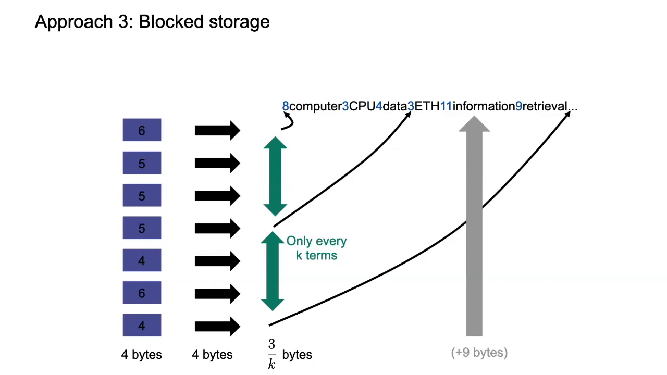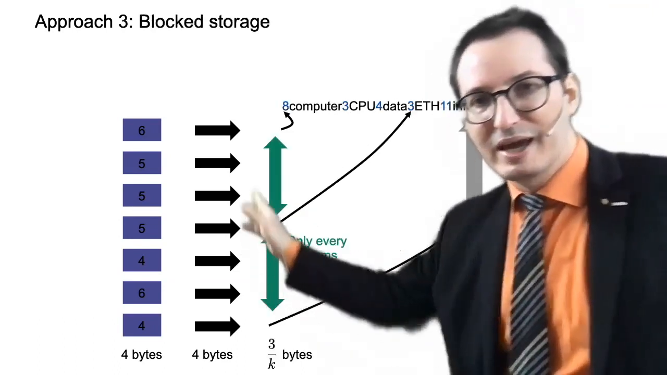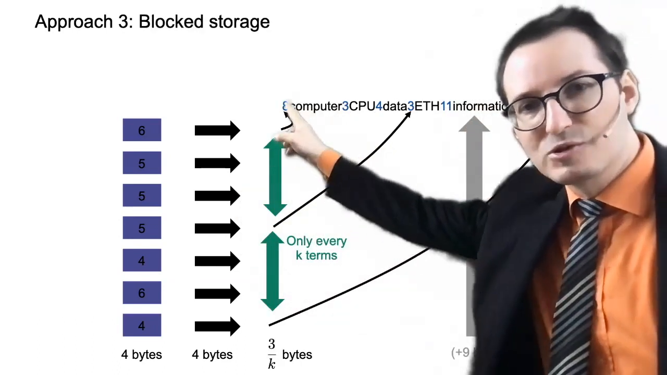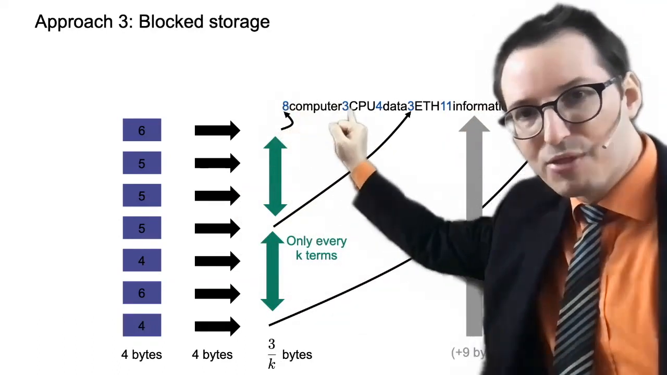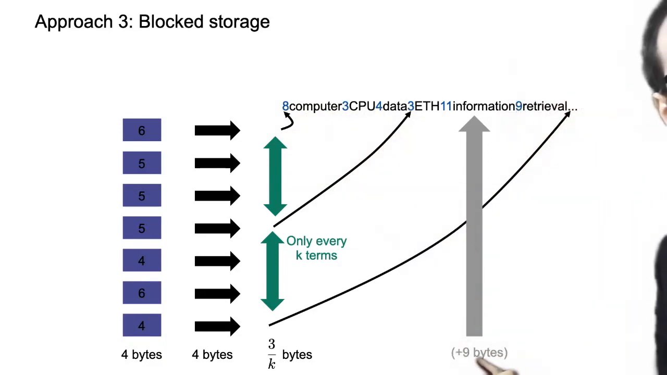So we have k less of these pointers in there. However, we need an extra byte in order to encode the length of the terms. Do you understand why here we don't need it? Because we have a pointer at the start of every word, which is also the end of the previous one. But if we only have a pointer every k words, then we need to know when they end. So here I need to say there's 8 letters here, 3 letters for CPU, 4 for data. So we add 1 more byte in here, right?